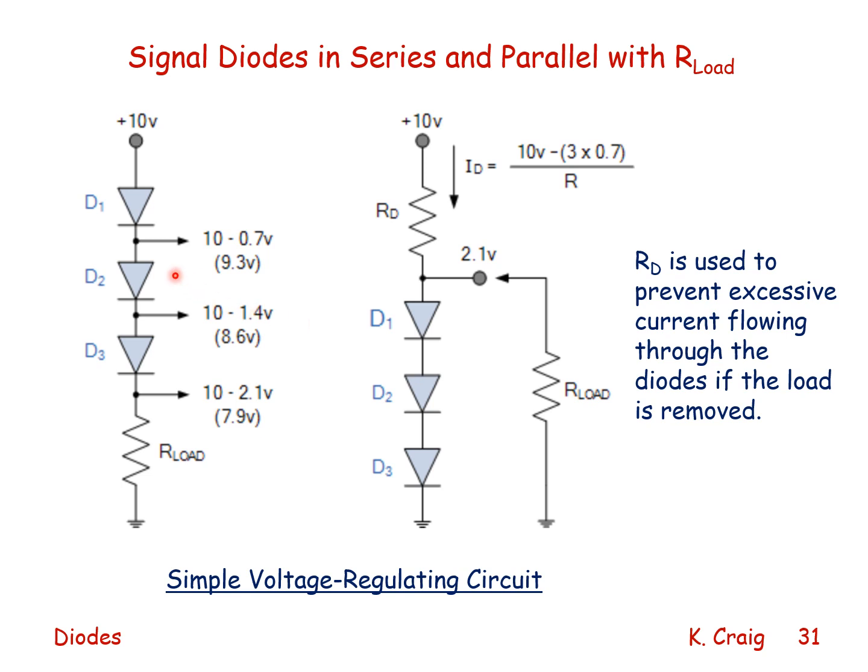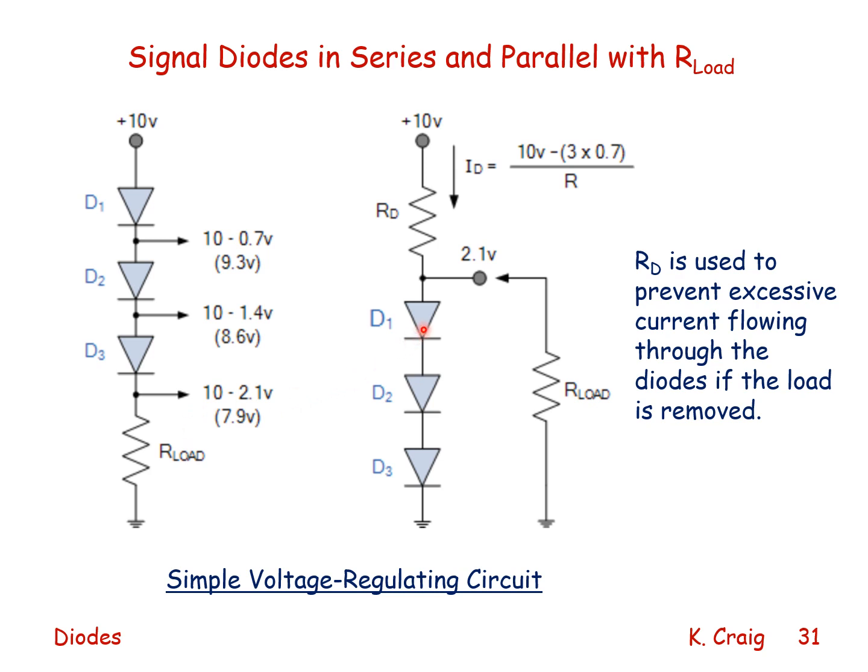Here we have 3 diodes in series. The voltage drop across each diode is 0.7 volts. The circuit is supplied with 10 volts. The voltage to the resistive load is 10 minus 2.1 volts, or 7.9 volts.